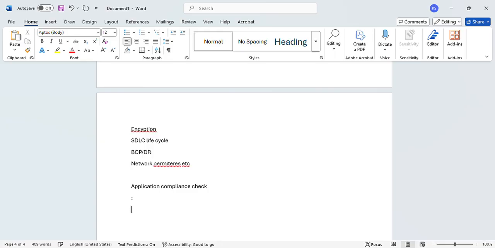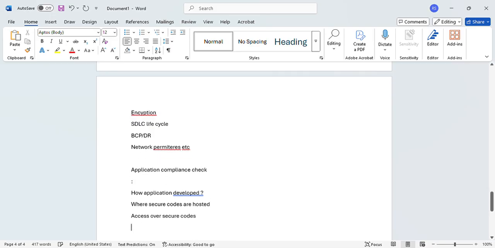How the application is developed. Guys, my request, please don't go for the accuracy of spelling. How the application is developed, where secure code is hosted, who has access to the secure code, which employees are able to access the secure code.